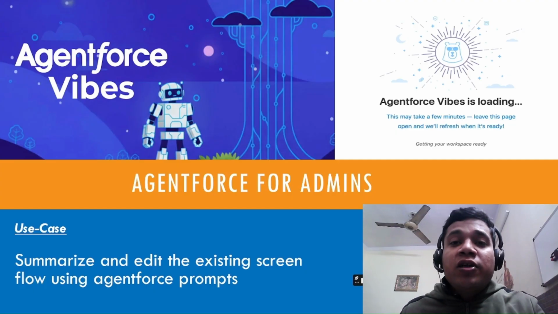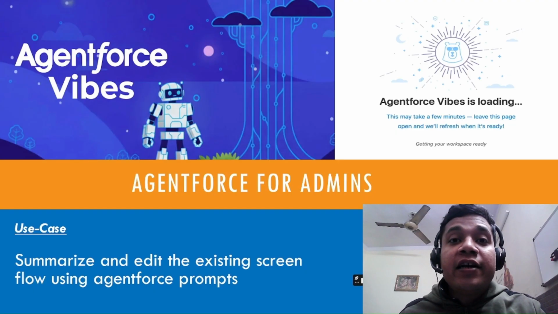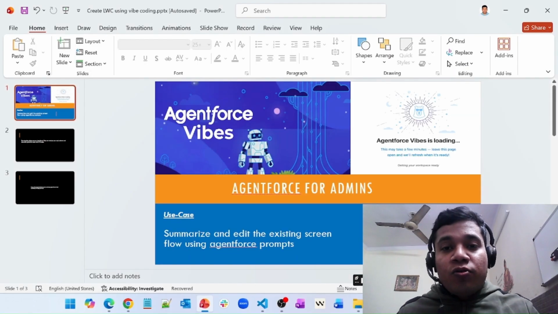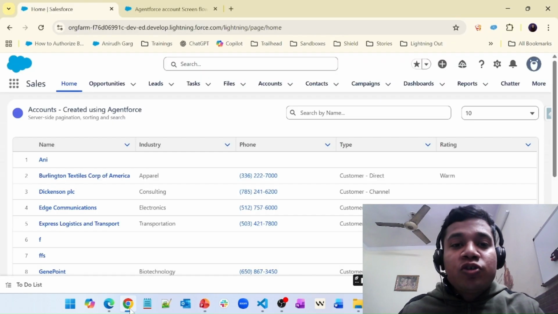And also I will use the prompts to edit the flow. I will add new elements to the flow. Then we will see what happens. So let me go to the VS Code. First of all, let me show you the UI.